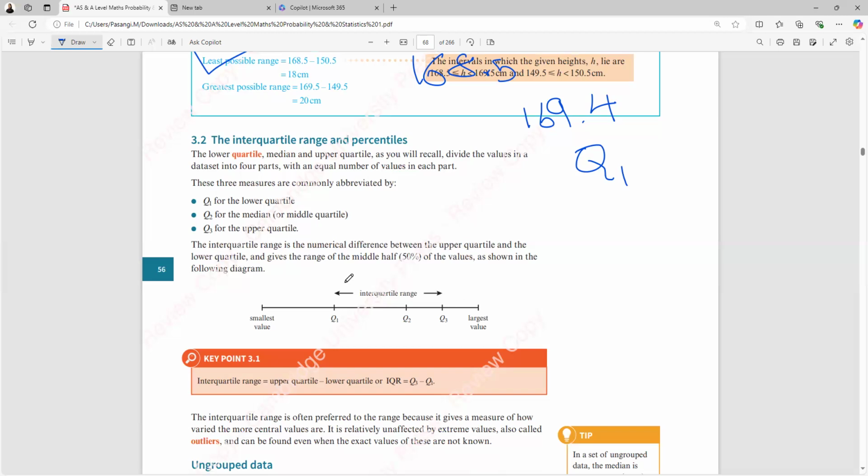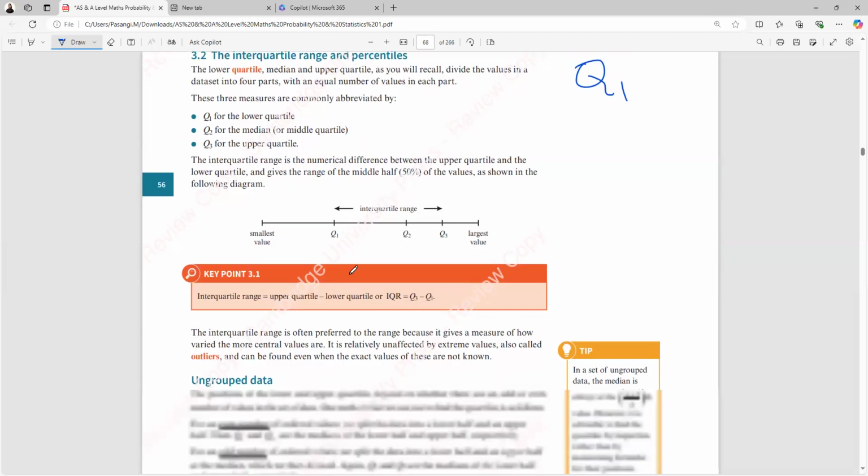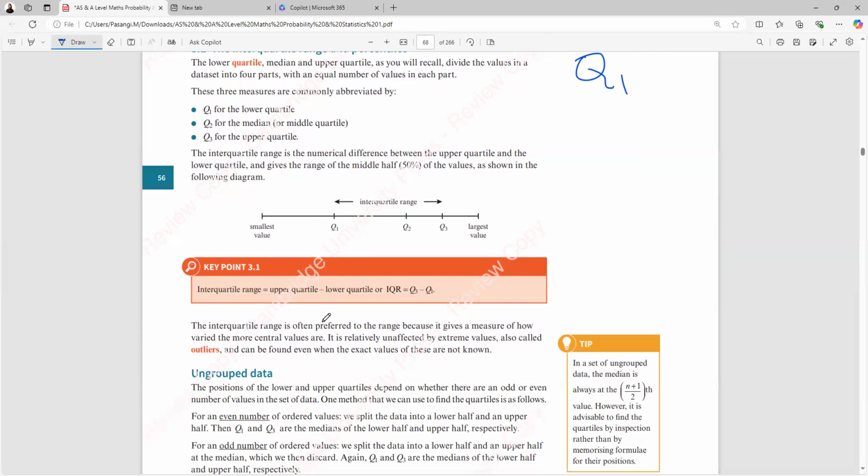So these are the few keywords which you should know. The interquartile range is often preferred to the range because it gives a measure of how varied the more central values are. It is relatively unaffected by extreme values. That is more important. If they ask us to give reasons, we need these reasons to give. Outliers can be found even when the exact values of these are not known.